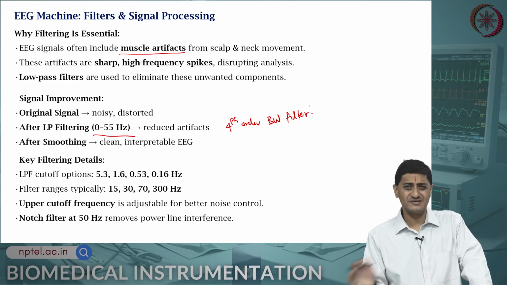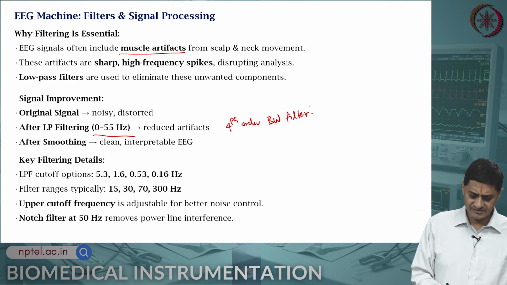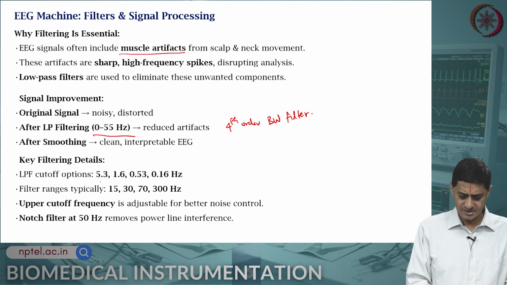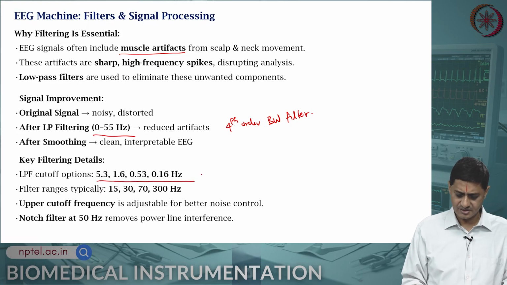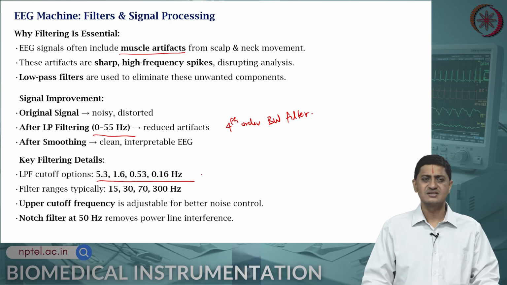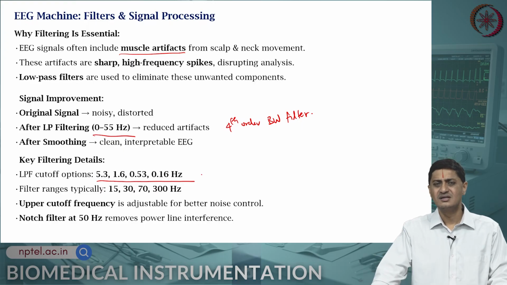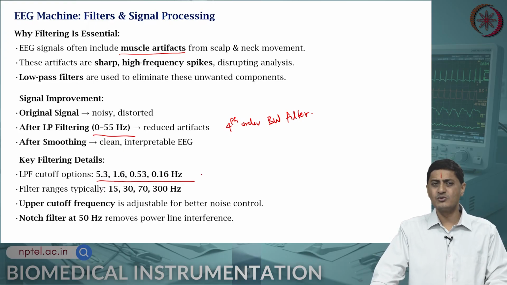Okay. This will essentially smoothen the signal. After the smoothing, you will have clean, relatively more interpretable EEG. I already have these cutoff frequency options. Low pass cutoff frequency options are 5.3, 1.6, 0.53 and 0.16. Filter ranges are typically 15 hertz, 30 hertz, 70 hertz and 300 hertz. This upper cutoff frequency is adjustable for improved noise control.